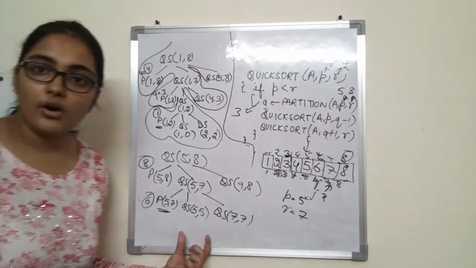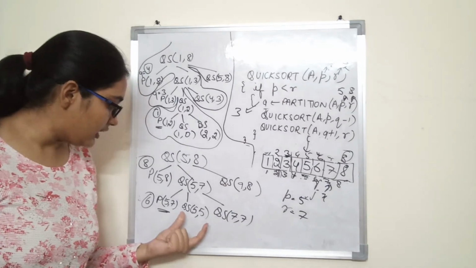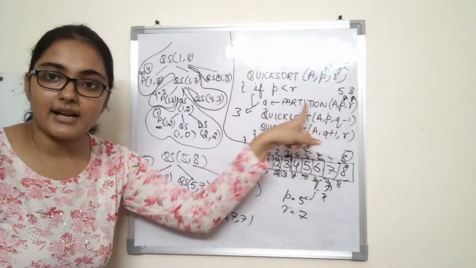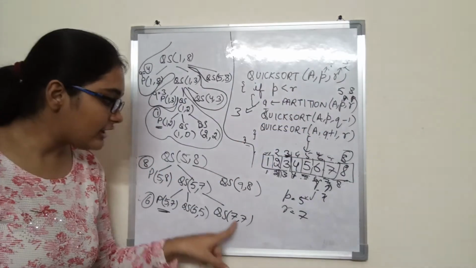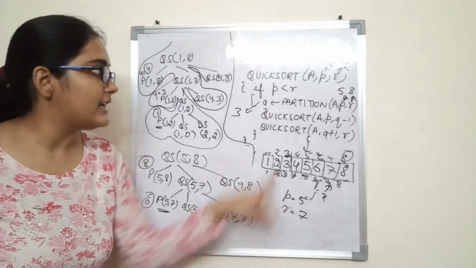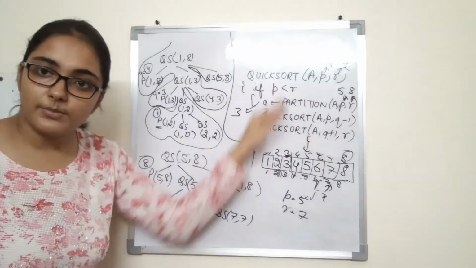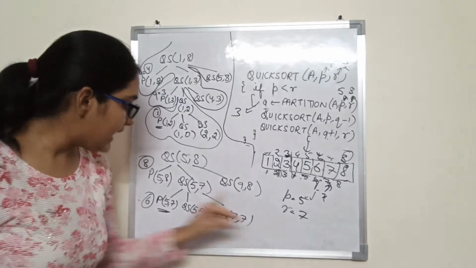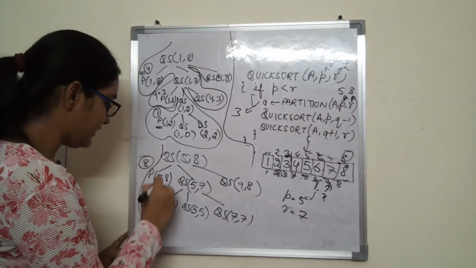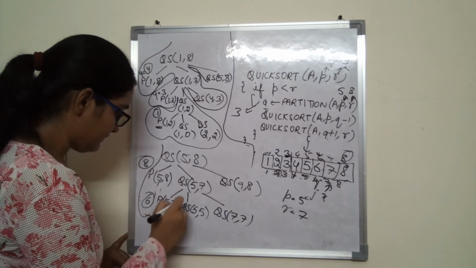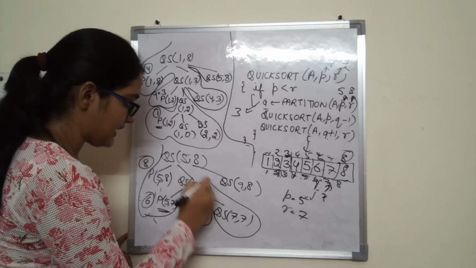Alright, so now what happens? Now when we call quicksort on 5, 5, what happens? P is not less than R, so it will simply return. Now when we call it on 7, 7, what happens? Again it will return because P is not less than R, so this condition fails, so this will not be executed, right? So again, now we have traversed even this part.